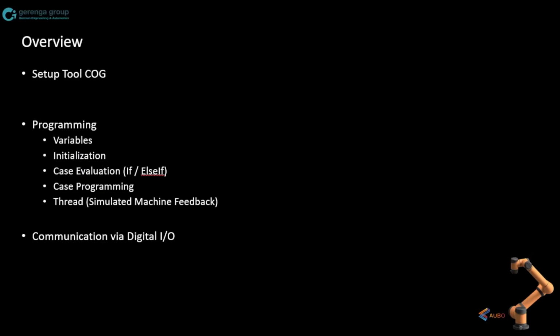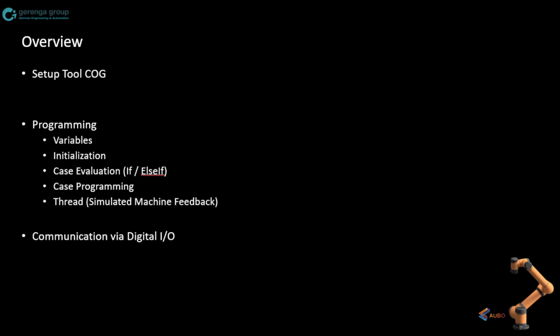Okay, here's an overview of what we will do in the first part of the video. First, we will set up the tool center of gravity so the robot is able to balance the additional weight of the tool that is added. Second, we will go into the programming. I will show you what variables we have set up, how you set up the variables, the initialization part of the program. Then we will have a case evaluation, and then we will program the cases in detail. And last but not least, we will have a thread that will simulate machine feedback.